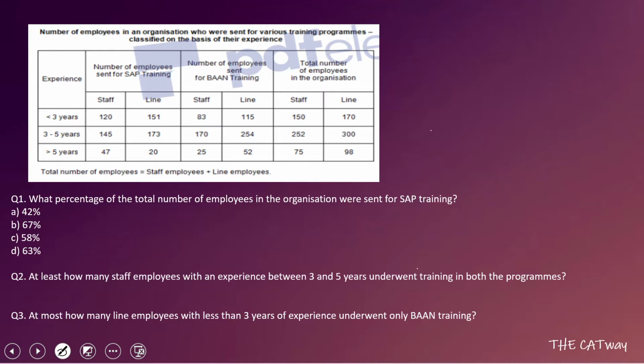Further, the employees are categorized as staff and line, and the total number of employees is given to us as staff employees plus line employees. Okay. So now let us move towards solving our questions.